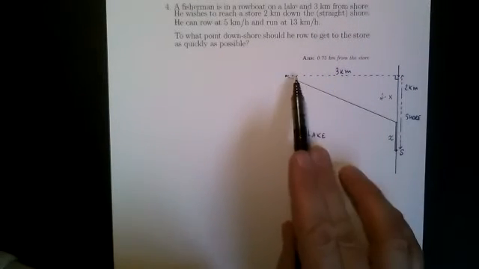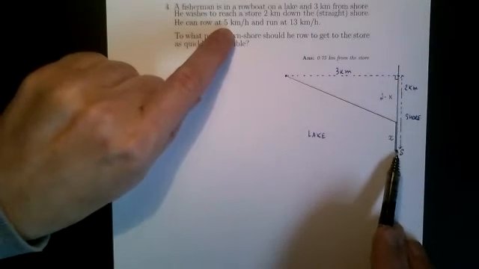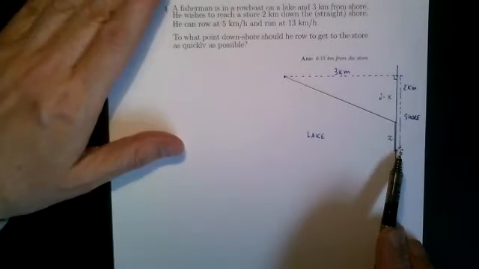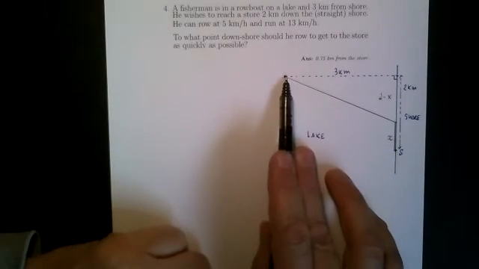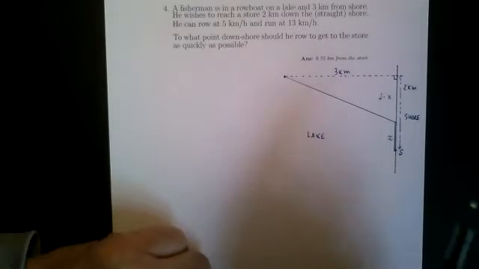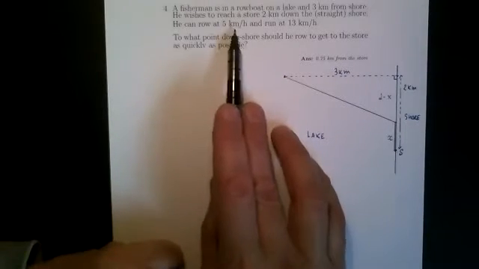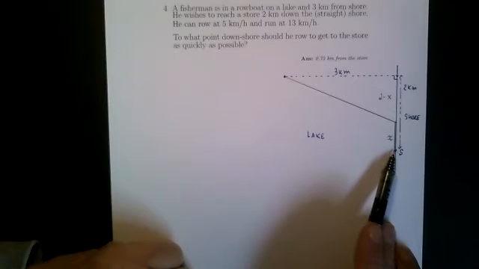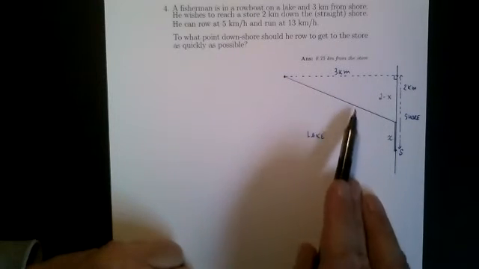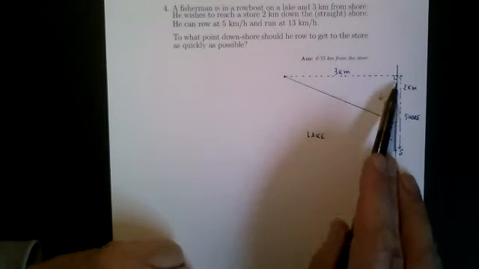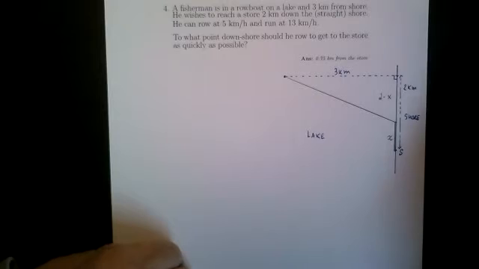Either he rows straight here at 5 kilometers per hour and then runs at 13 kilometers an hour to the store. Okay, so he runs the maximum he could run, which is good, but of course he travels a big distance. Or he could row all the way to the store much slower, but a shorter distance, okay? Or a blend of both, so some way between both extremes, so some way down the shore. And we want to find where down the shore should he hit. Okay, so let's go.